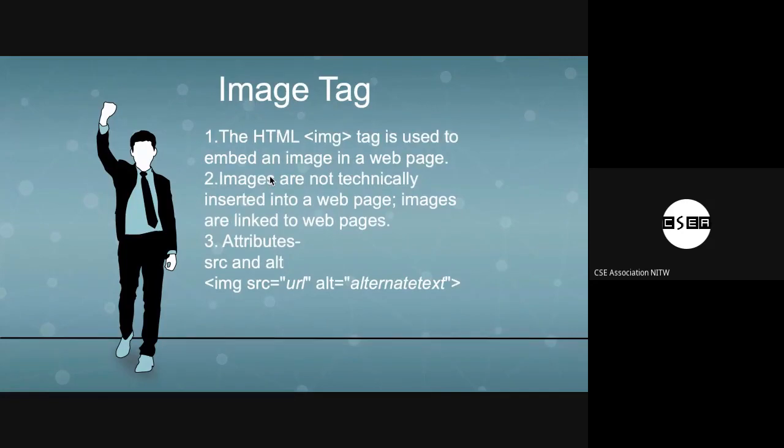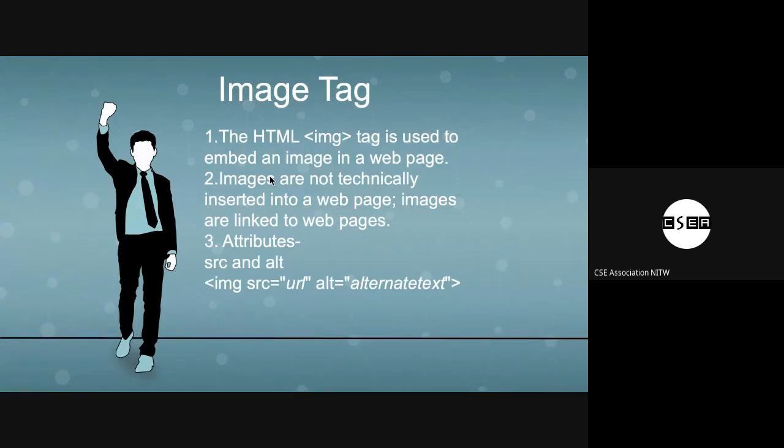This is the image tag. They've already explained the image tag to you. The main two attributes are the source and the alternate. So source is basically the URL, the address of where the image is found, and where we are inserting that image in a web page.